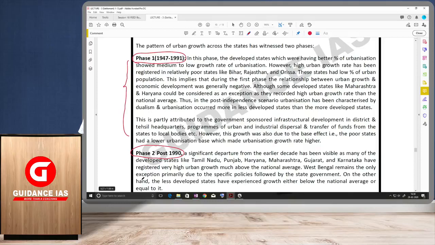Can I say we have adopted the policy of LPG, liberalization, privatization and globalization. As a result of this LPG policy, a significant departure from the earlier decades has become visible, as many of the developed states like Tamil Nadu, Punjab, Haryana, Maharashtra, Gujarat and Karnataka have registered very high urban growth, much above the national average. Okay? So why have they been experiencing so much high urban growth?